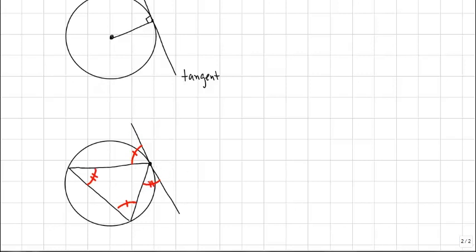These kinds of diagrams and properties don't show up very often, but if you're looking at some of the more advanced geometry questions, this sort of thing is very, very useful.